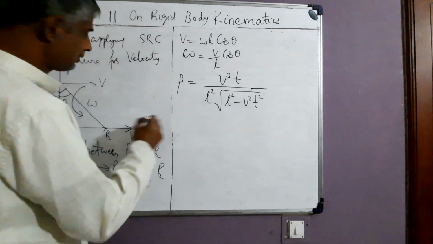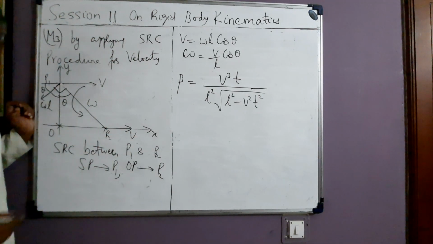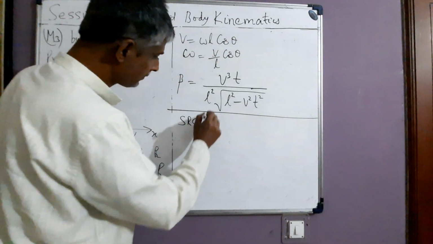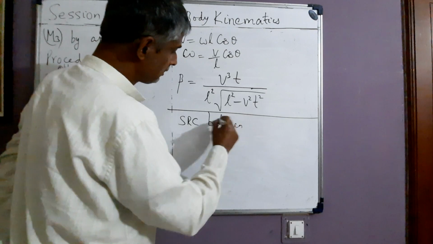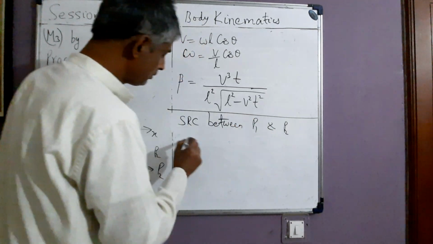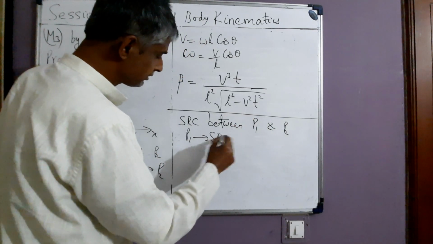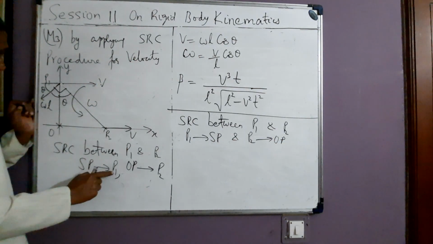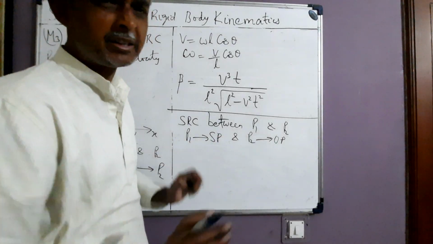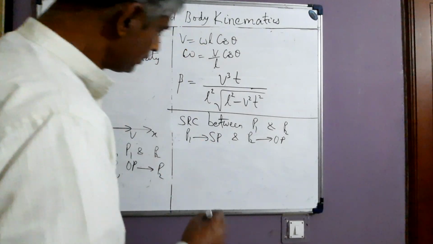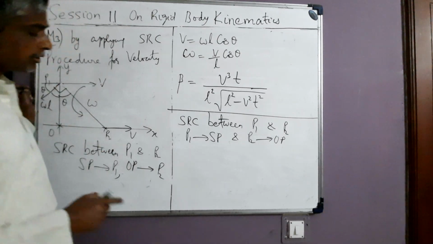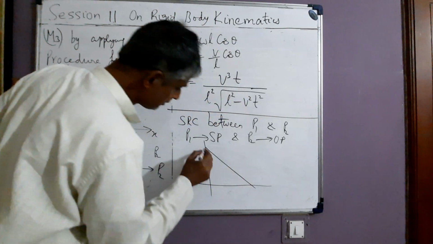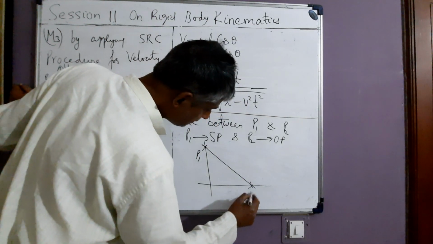Now what we do is apply SRC for velocity between P1 and P2, and take P1 as the selected point and P2 as the other point. Okay. See, sometimes I write SP leftward, P1 rightward, or P1 leftward, SP rightward. That doesn't matter as long as the concept is clear. Okay. So again, I draw the line joining P1 P2 whose orientation is the same as in the problem. So this line I draw here also just for the sake of clarity. Okay. So this is P1, this is P2.